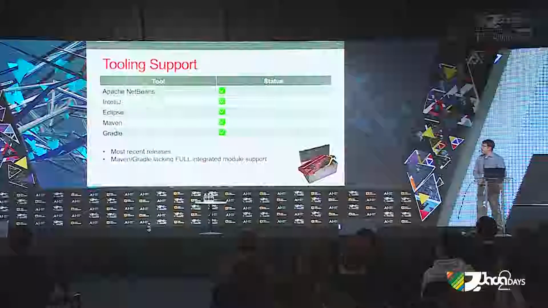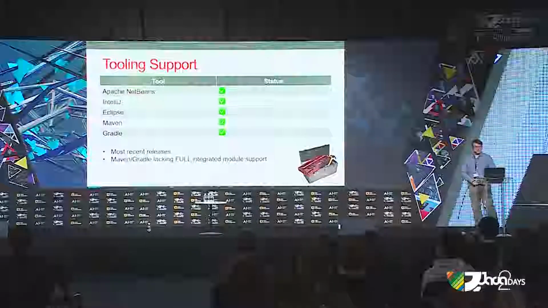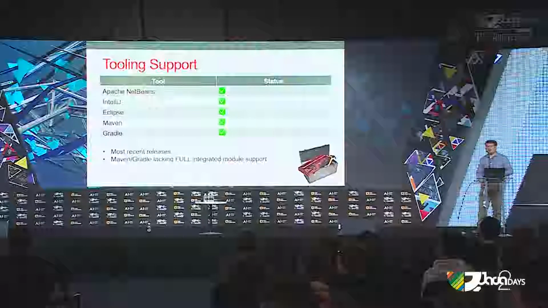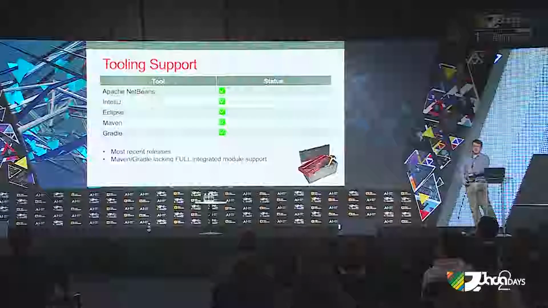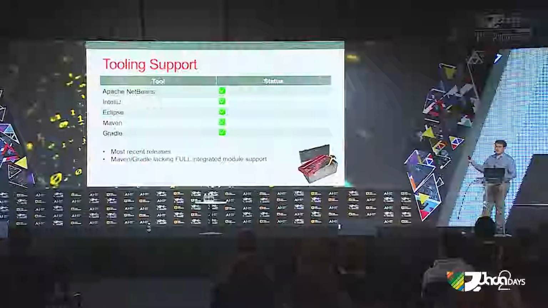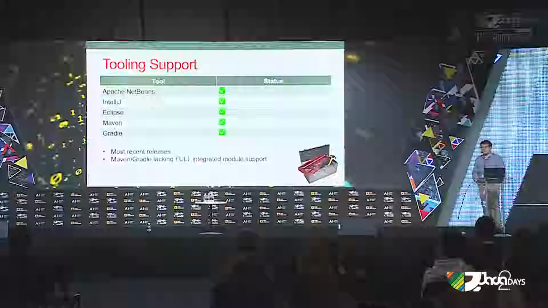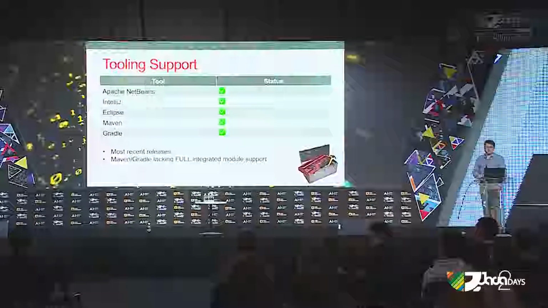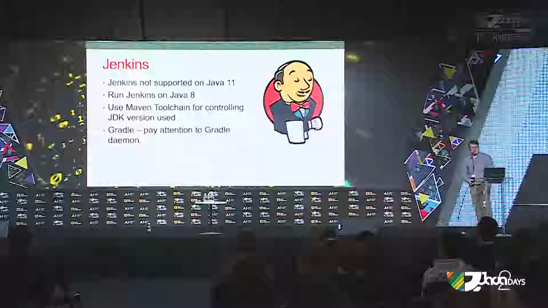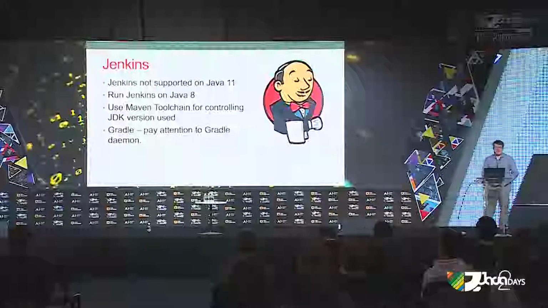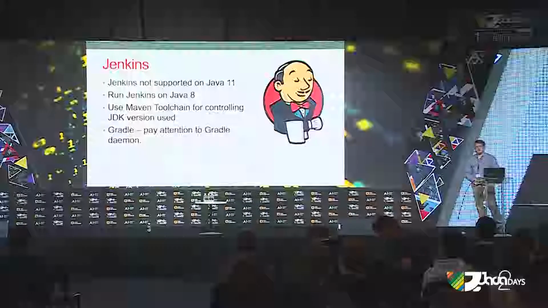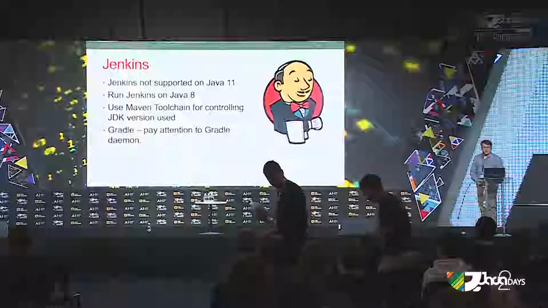Tooling support. I've given presentations in the past on modularization. All of the tools are now supporting modularization. That doesn't mean that they support the module system. It means that they will run on post Java 9, Java 11 JDKs, and they're actually able to build. And for the most part, you have to be on the most recent releases of these tools in order to take advantage of that. Jenkins, as I discovered, is not supported on Java 11 yet. So you have to run Jenkins on Java 8. So this is very important to know.